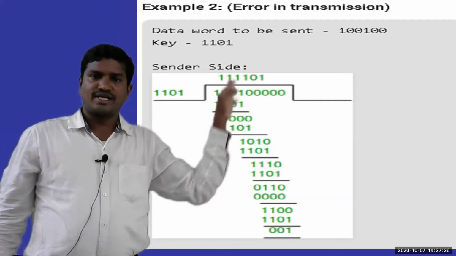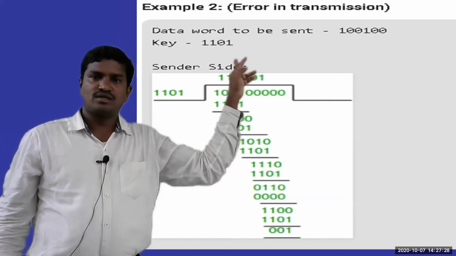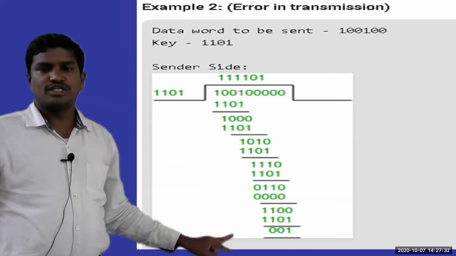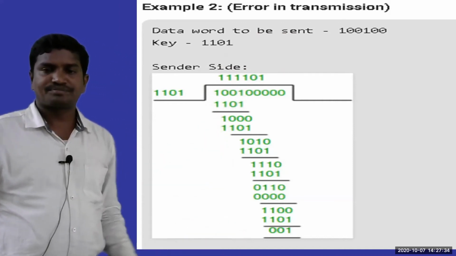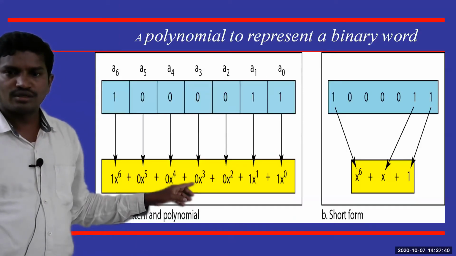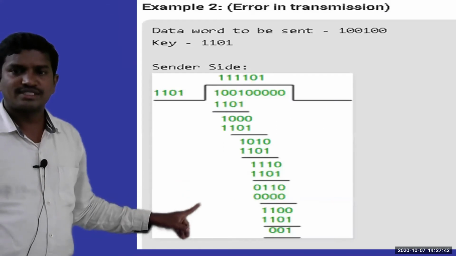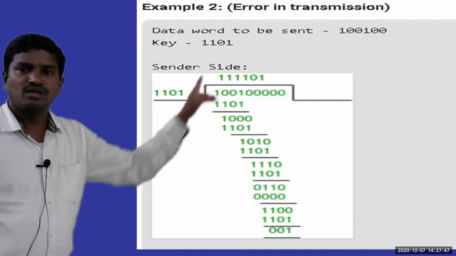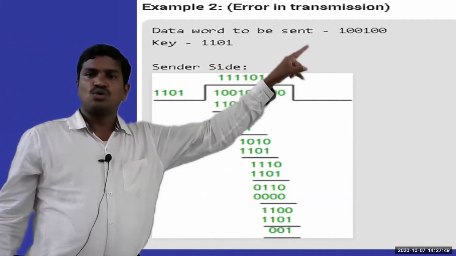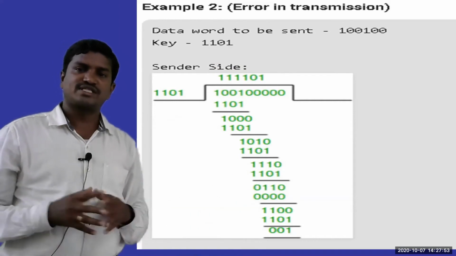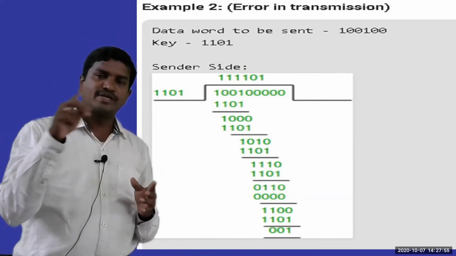For error detection we have taken one more data word, and the code word key is this one, and we got 001 as the remainder. And now whenever it is transmitted, the code word to be transmitted is what? 100 001.